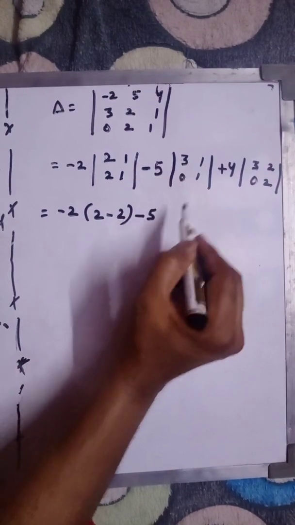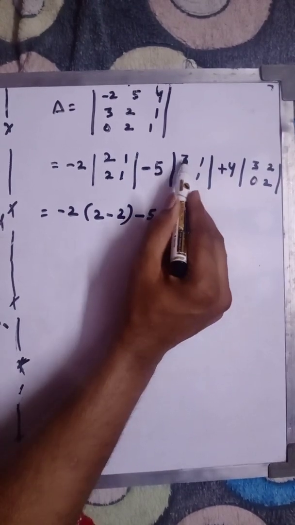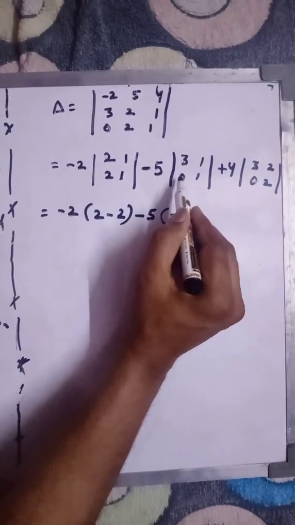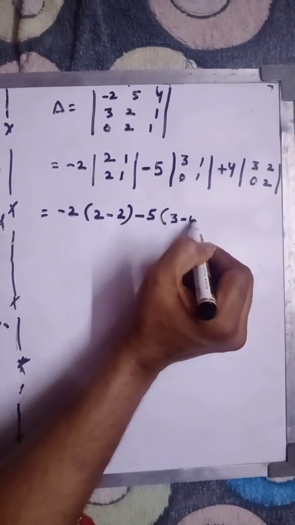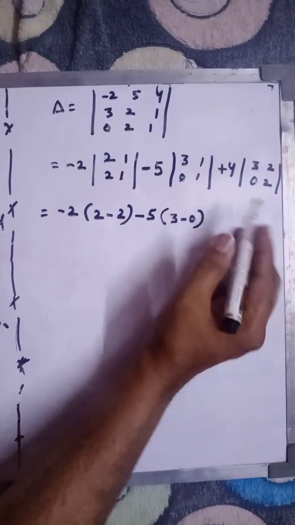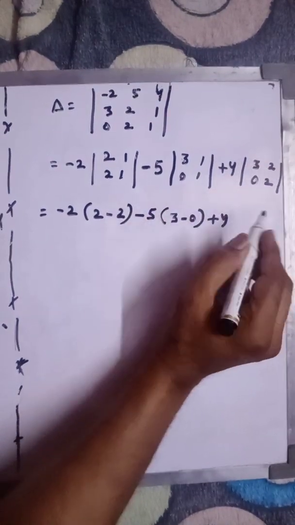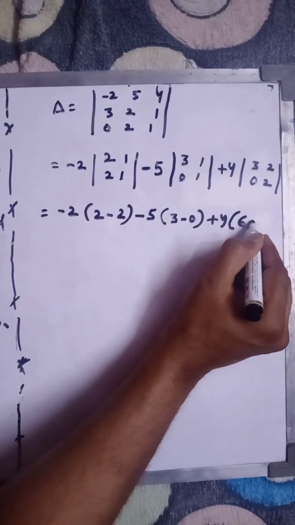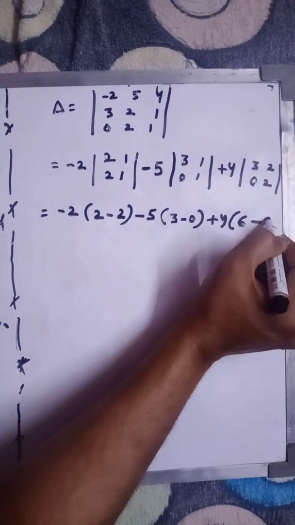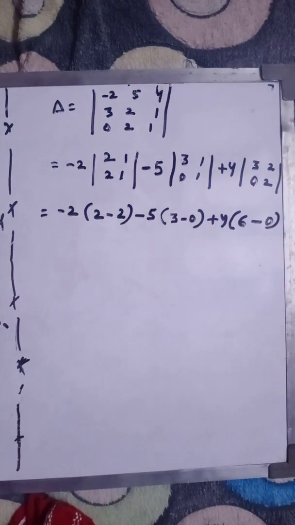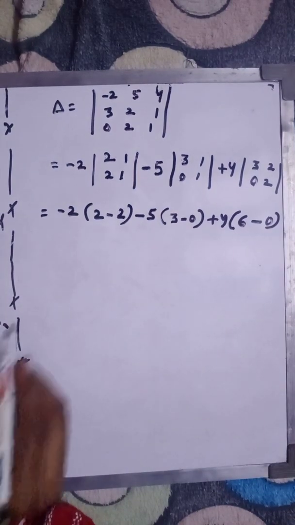and again you have to multiply 3. You have to write the bracket first. 3 into 1, that would be 3. 0 into 1, that would be 0. So -0. Then +4, 3 into 2, that would be 6, minus 0 into 2, that would be 0. Okay.